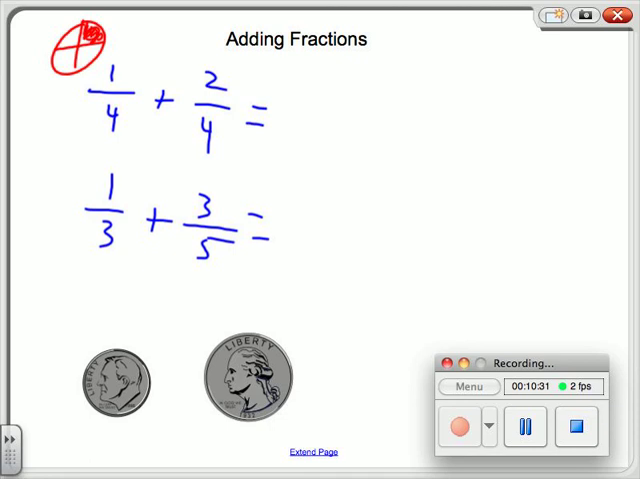2/4 would be 2 of those 4 pieces. I'm adding those together to figure out how much of the pizza is represented. And obviously 1/4 plus 2/4 is 3/4.